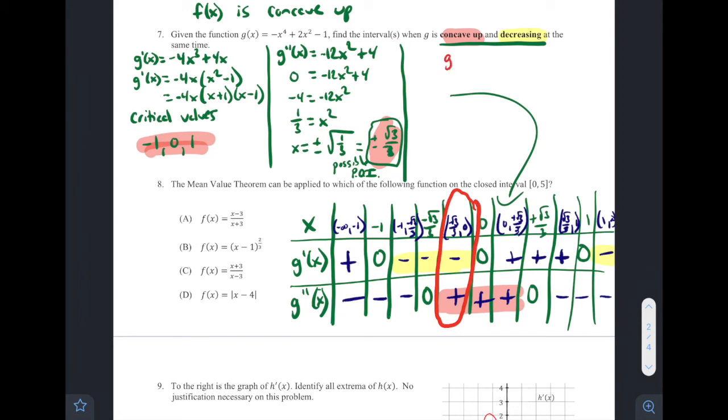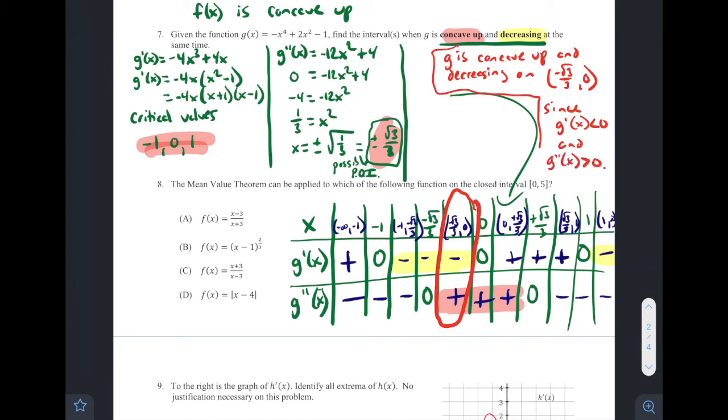So g is concave up and decreasing on the interval from negative root 3 over 3 to 0, since g prime of x is negative and g double prime of x is positive. That would be our justification looking at this table. Those are the only places where both of those things are happening at the same time.